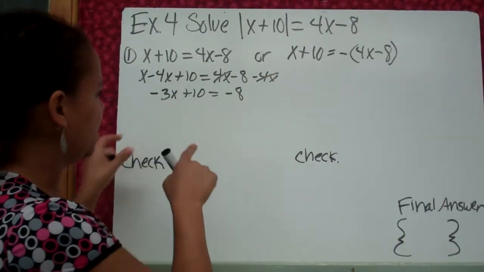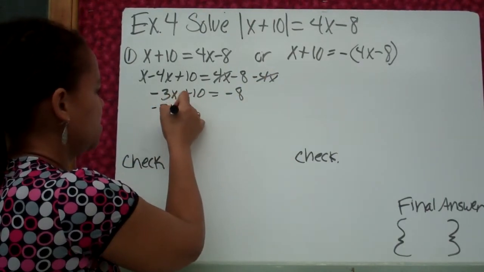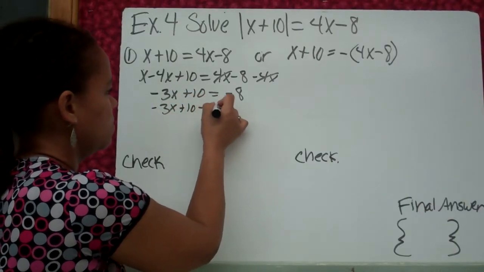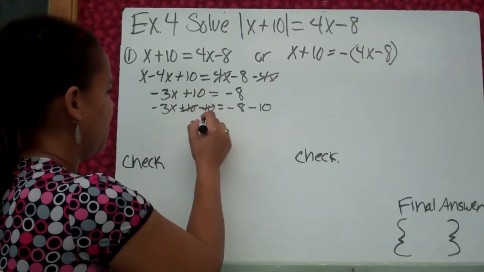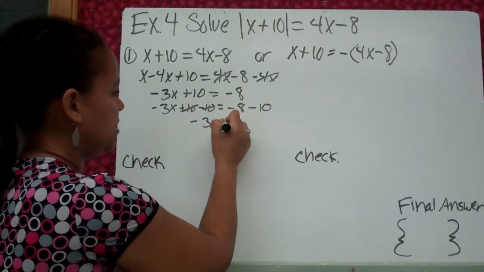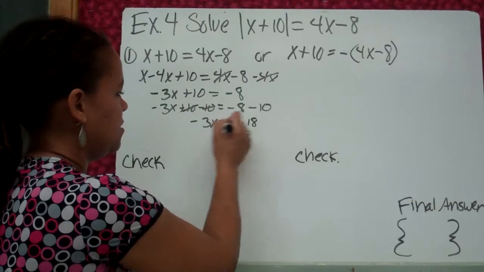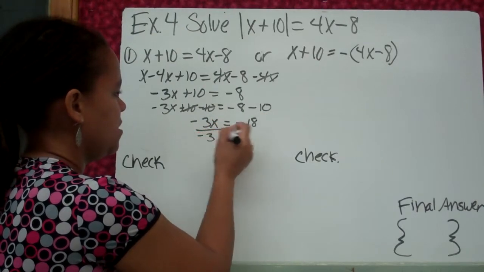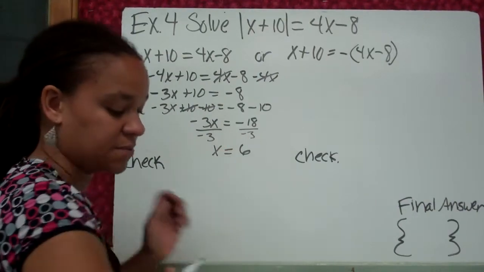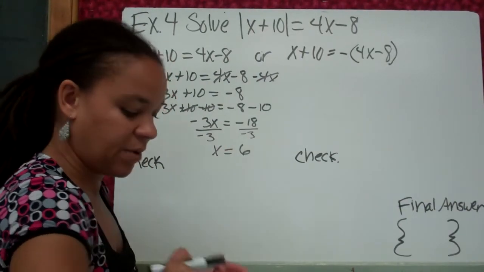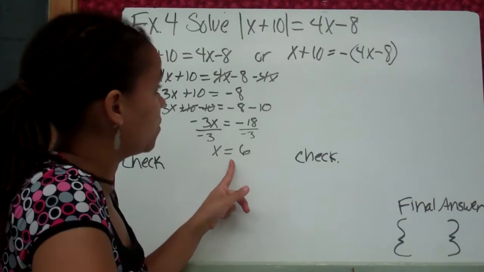And we're trying to solve for x, so let's subtract 10 from both sides. These go away. Negative 3x is equal to negative 18. Divide by negative 3, divide by negative 3. x is equal to 6. So this is one of our answers that we have here. x is going to equal 6.